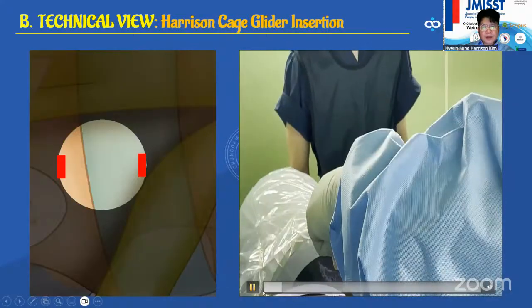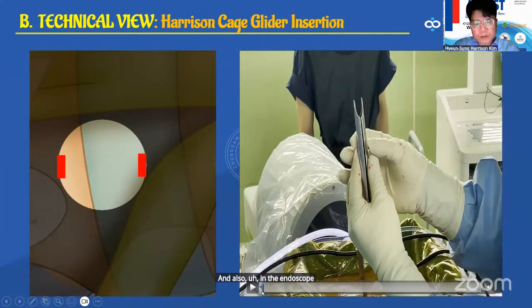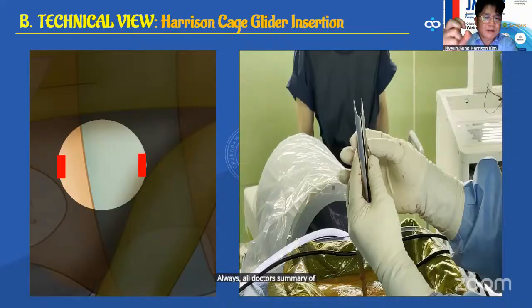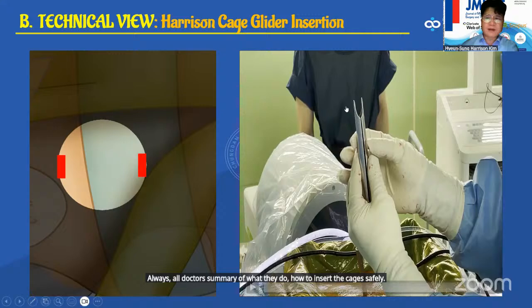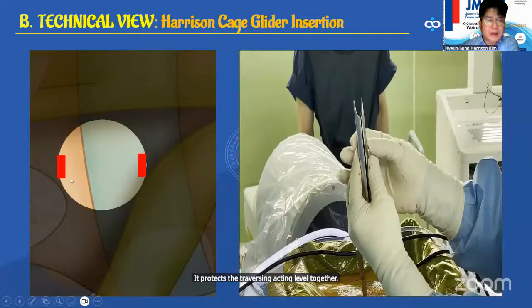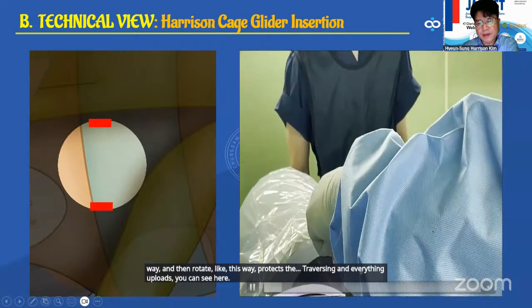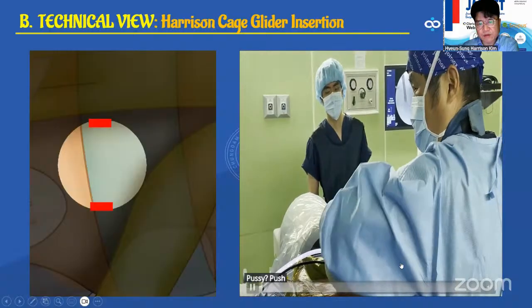And also, in endoscopic lumbar interbody fusion, the Trans-Kambin approach and also the posterolateral approach, all doctors always worry about how to insert the cage safely. But you can see here, this cage is the Harrison cage glider developed by me. It protects the traversing and exiting nerve roots. First insert like this way, and then rotate like this way. Protect the traversing and exiting nerve roots. You can see here. Push, push and insert through the obturator.